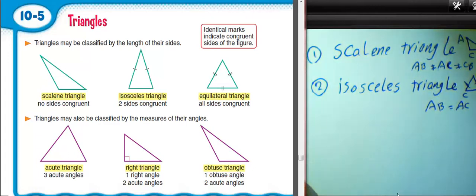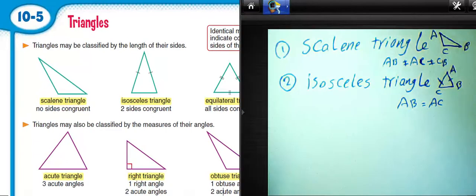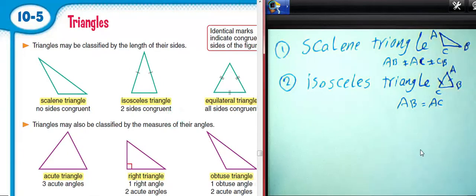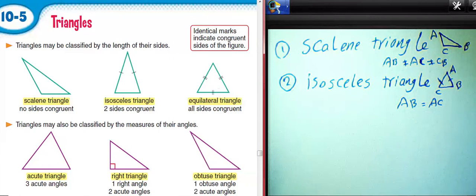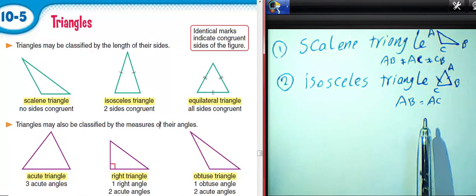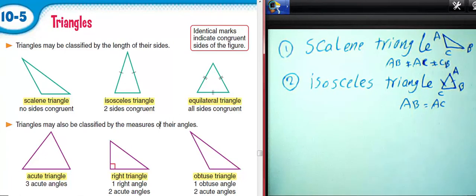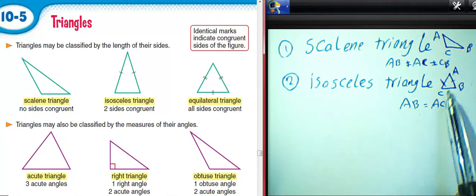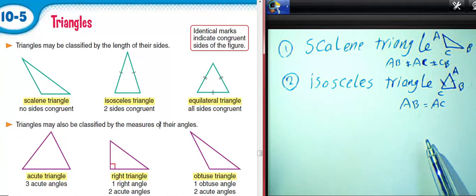Okay, isosceles triangle. So we have three types of triangle. First will be scalene triangle. Okay, no sides congruent. AB not equal BC not equal CA. The second type of triangle will be isosceles triangle. We have two sides congruent. AB equals AC, two sides congruent.